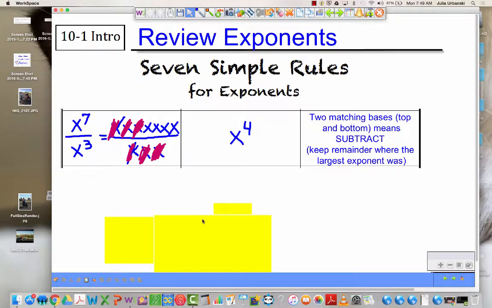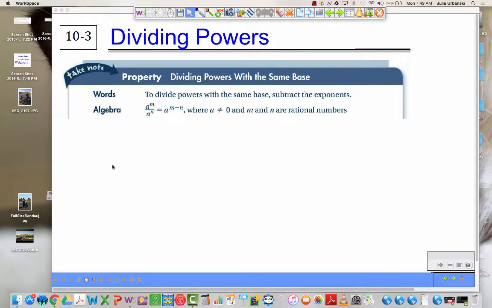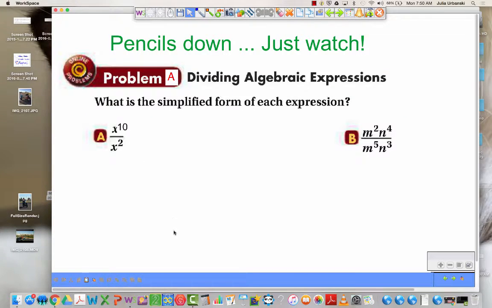However, this may be different than what you did in younger grades, but we're not always just going to put the number on top. We're going to put the number where the largest exponent was to begin with. Turn over to 10-3, the first one that you see, that's dividing powers. All right, so 10-3, let's look at this example. Put your pencils down and just watch. A couple different cases here.